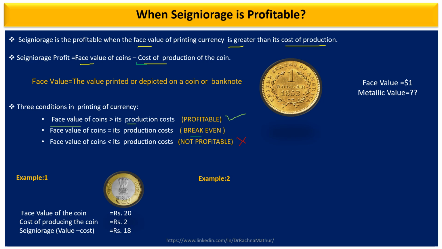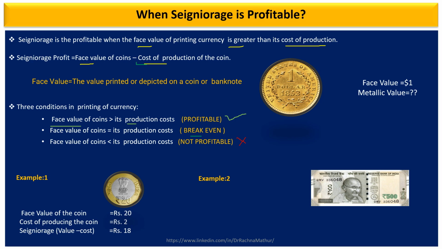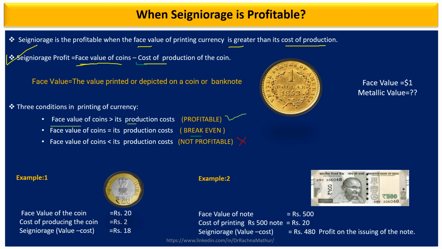Another example. This is a 500 rupee note. So the face value of this note is 500 rupees. The cost of printing this 500 rupee note is 20 rupees. So the profit from the printing of this 500 rupee note is 480 rupees. That means seigniorage is profitable only when the face value of the coin must be greater than the cost of production of a coin.